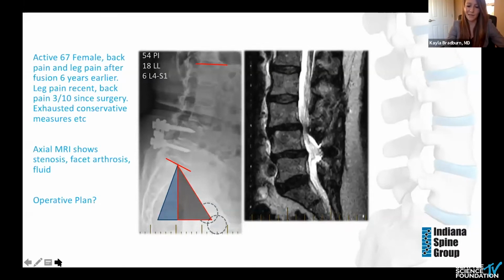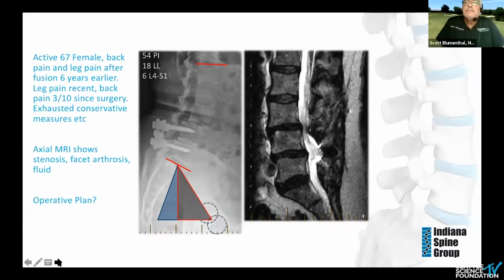On the right is a sagittal cut of the MRI showing stenosis at L3-4. She does appear to have less of a slip on the MRI cut compared to her upright x-rays, indicating this is an unstable degenerative spondylolisthesis. In terms of her axial MRI, it showed stenosis and facet arthrosis and fluid. So question for the panelists is, what would you guys do for your operative plan for this patient?